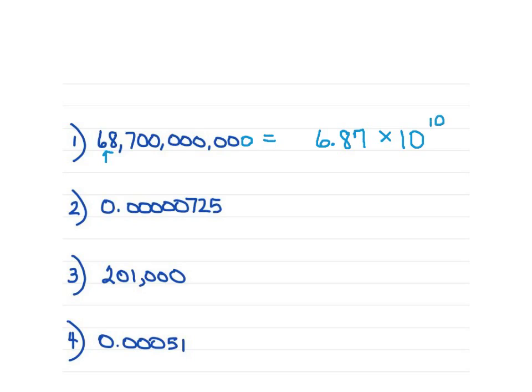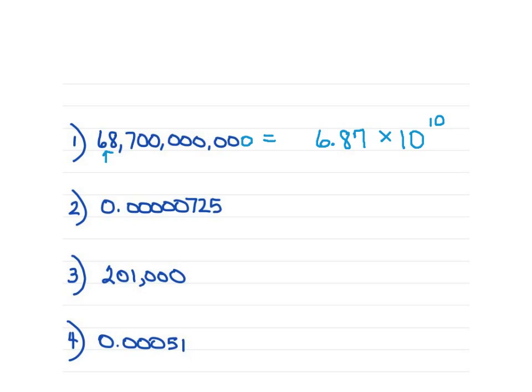So 68,700,000,000,000 can be written as 6.87 times 10 to the 10th power. Please note, A is a number greater than or equal to 1 and less than 10.